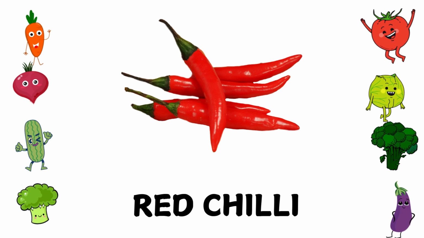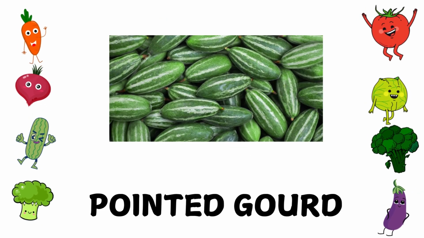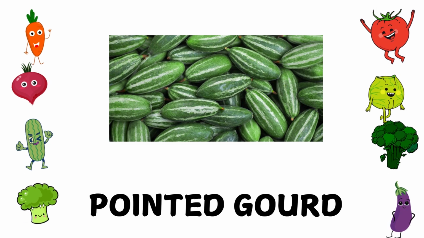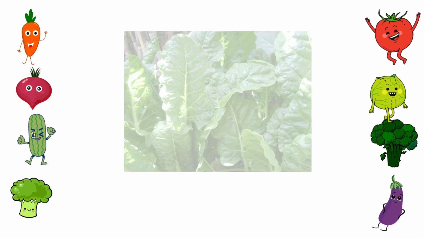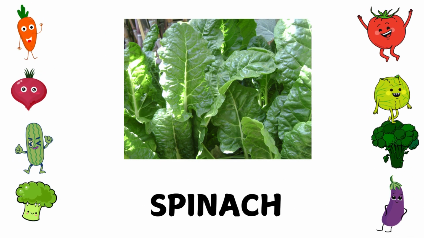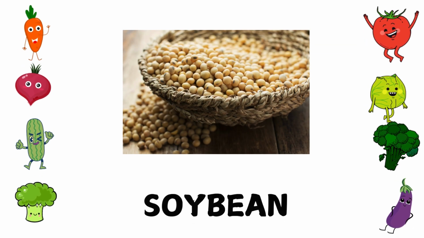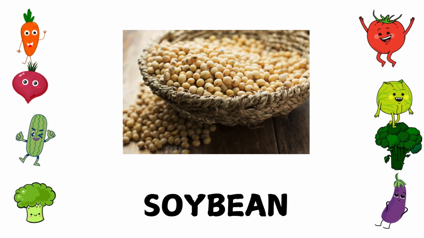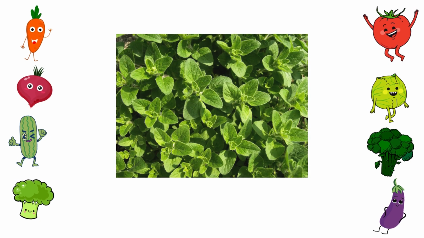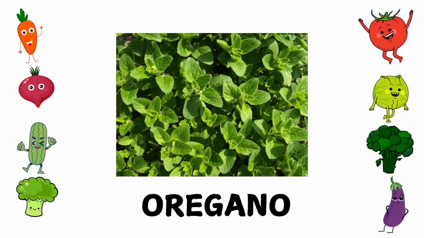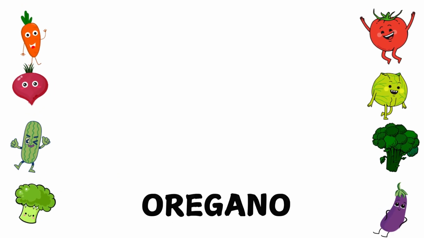Red chili. This is the pointed gourd. Pointed gourd. This is the spinach. Spinach. This is the soybean. Soybean. This is the oregano. Oregano. This is the morels.